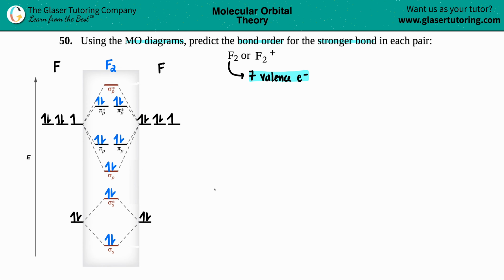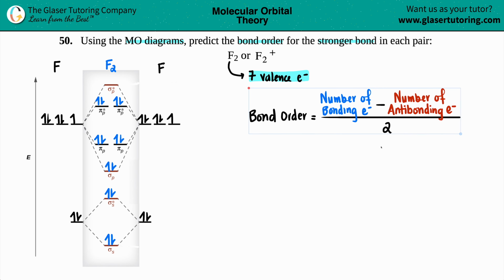Now remember, a bond order is just a simple formula. Bond order equals the number of bonding electrons minus the number of antibonding electrons, divided by 2. And the antibonding electrons are always easy to spot on a molecular orbital diagram because these are the ones that have the stars. So always look for the stars first, and then you can go back and say, okay, which ones don't have the stars. So for F2, the bond order is going to be something minus something, divided by 2.